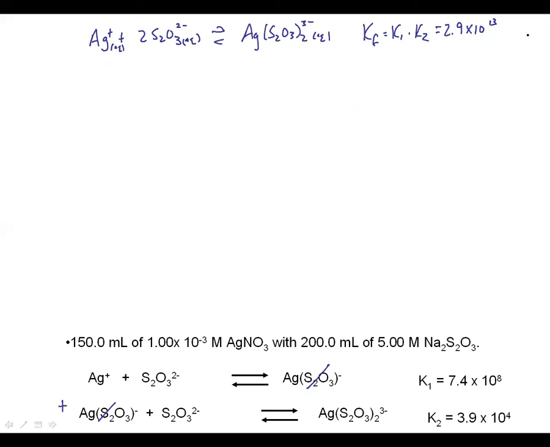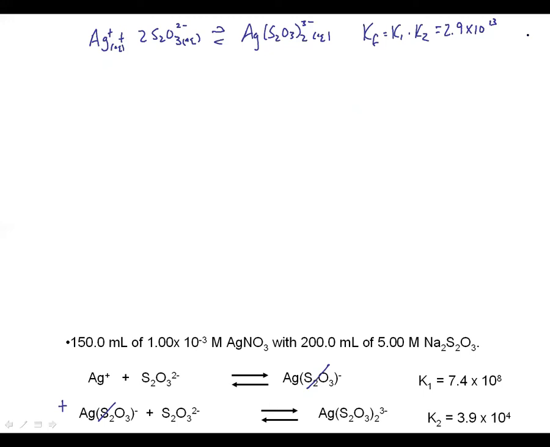So again, we figured out the concentrations of our silver and our S2O3 2 minus. We added both of those reactions together to give us the overall reaction. And since we added those together, they both have K values. When you add reactions together, you multiply the K values, not add the K values.